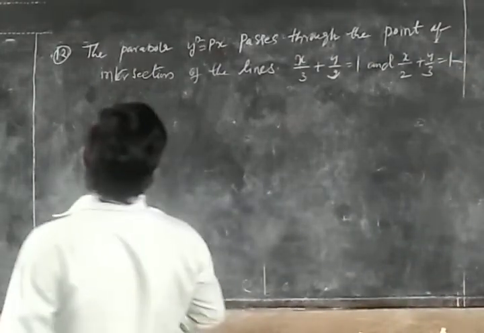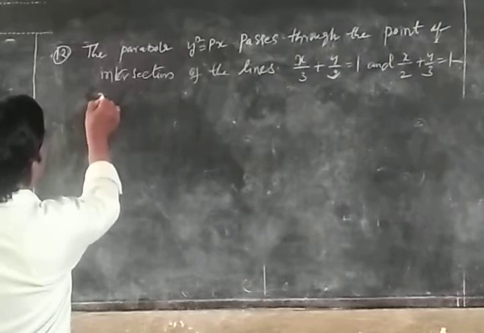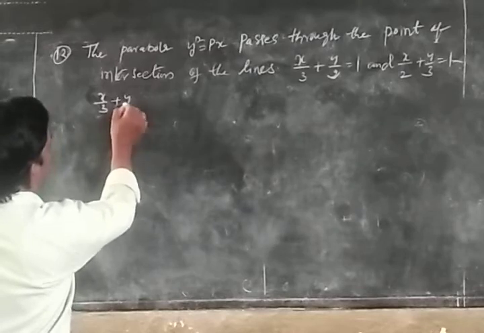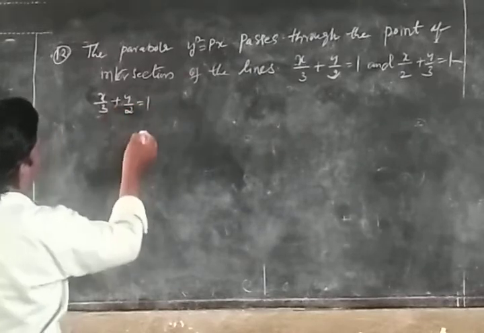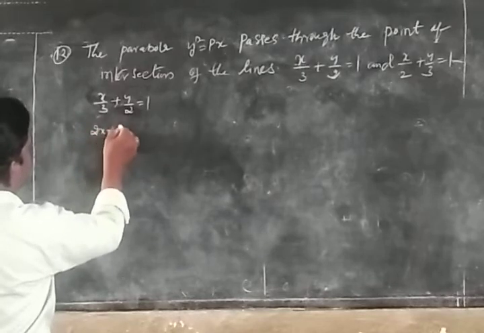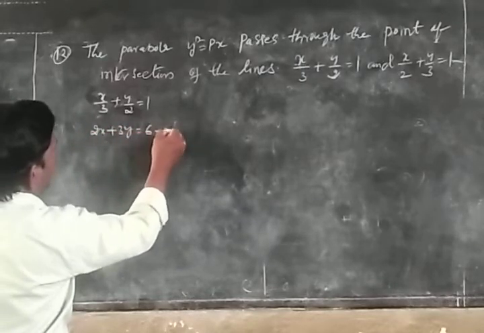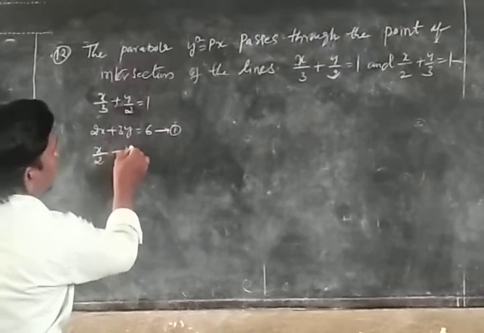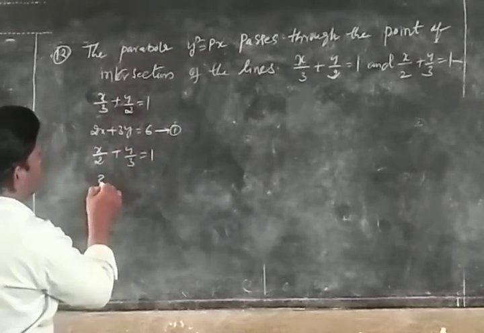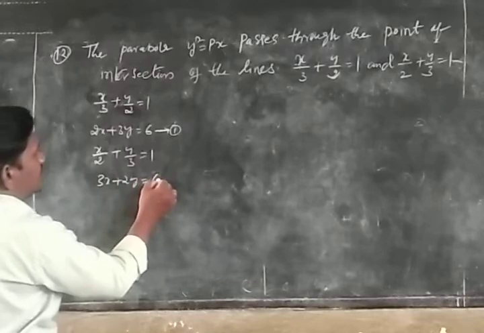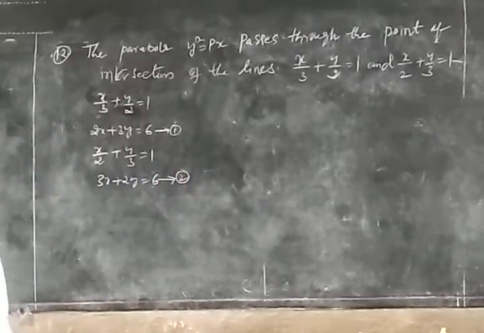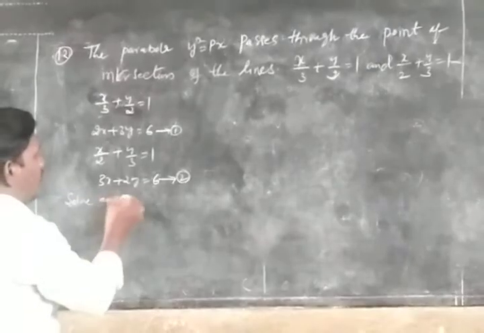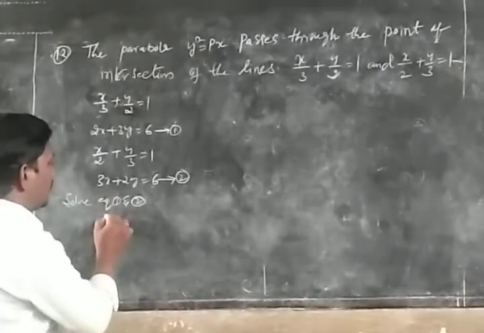Now take the lines first. x by 3 plus y by 2 equal to 1, it is like 2x plus 3y equal to 6. This is equation 1. And x by 2 plus y by 3 equal to 1, 3x plus 2y equal to 6. This is equation 2. Now solve equations 1 and 2.